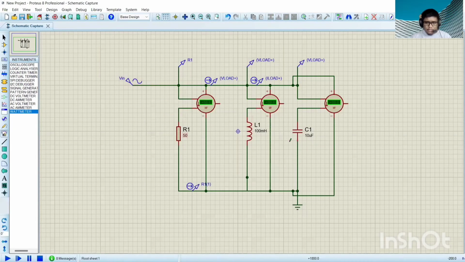Next, there is our RLC. The resistor is 50 ohm. The inductance is 100 millihenry and the capacitor is 10 microfarad. So next, we need to measure the voltage of each node, first node, second node, and third node. And next, we need to measure the current at each branch. This is for the first branch, second branch, third branch. And last one is to measure the power. So the result we got is here.